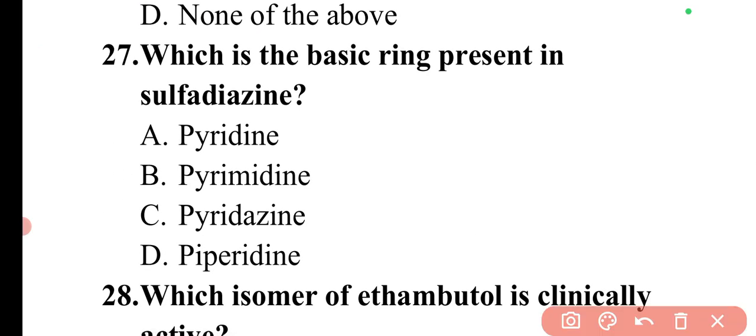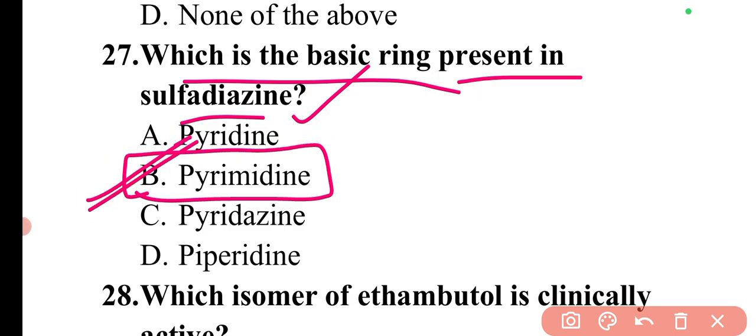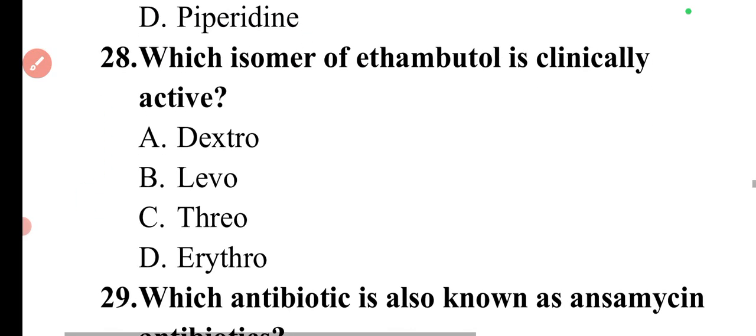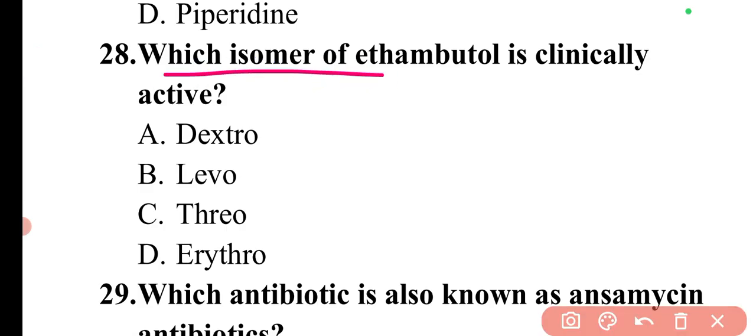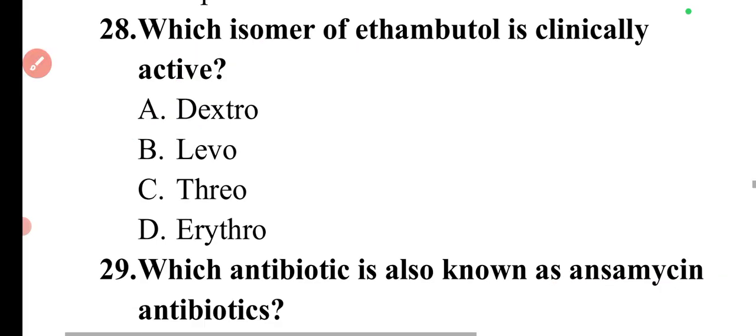Next question is, which is the basic ring present in sulfadiazine? So the basic ring present in sulfadiazine is the pyrimidine ring. So here option B is the correct answer. Next question is, which isomer of ethambutol is clinically active? So the clinically active isomer of ethambutol is the dextroisomer. So here option A will be the correct answer.